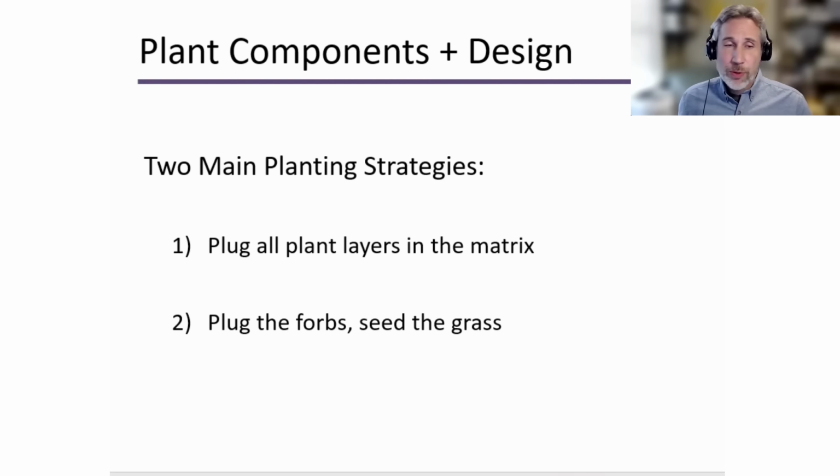All right, I teased this before. There are two main planting strategies, and they're both represented by the plan I did for you and Wild Ones. The first is plug all plant layers in the matrix, right? So that is literally the matrix, the ground cover, grasses and sedges, and then the flowers, and then trees and shrubs if you want to. The other option is to just put in plugs, potted plants, for the forbs, the flowers, and then sow in the grass, the matrix.